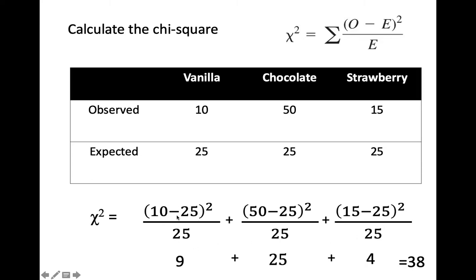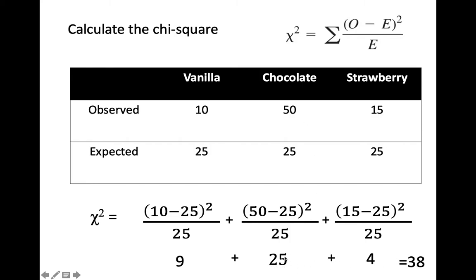Okay, so doing 10 minus 25 gives negative 15, squared is 225, divided by 25 is 9. Okay, so the contribution to chi-square for this cell is 9. The contribution for chocolate is 25, and the contribution for strawberry is 4. So summing that together, adding it all up, gives a chi-square of 38. And I like to point out that you can look at the contribution from each cell in the table to the overall chi-square.